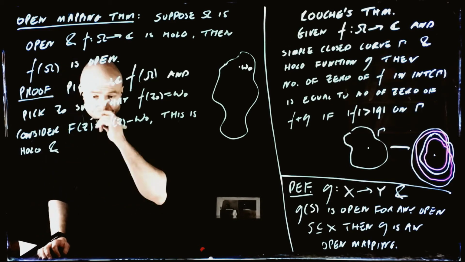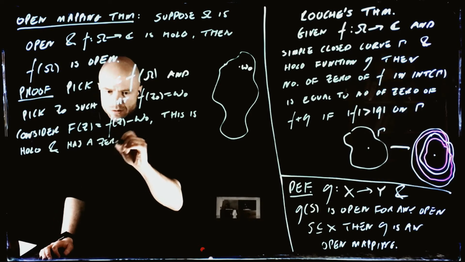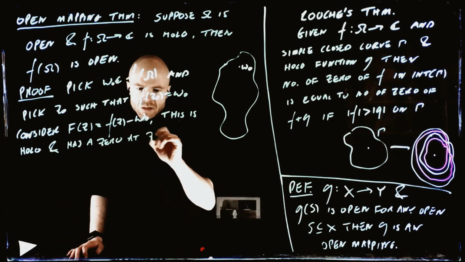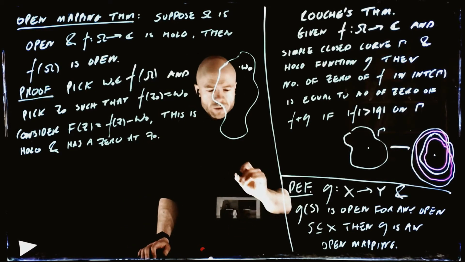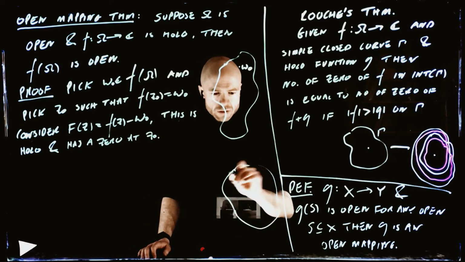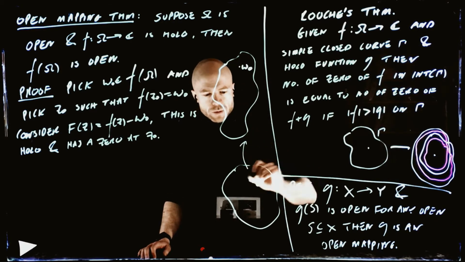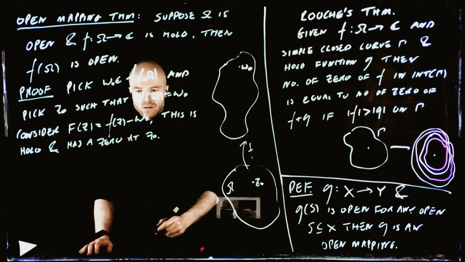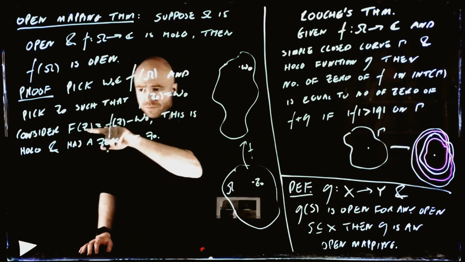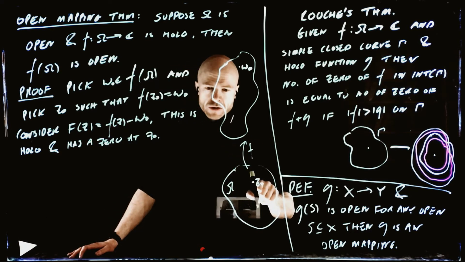And F has a 0 at Z0. So Z0 is somewhere inside the domain. So let's put the domain over here. So this here is Z0, and we're mapping from omega into F of omega like this. So capital F has a 0 at Z0.